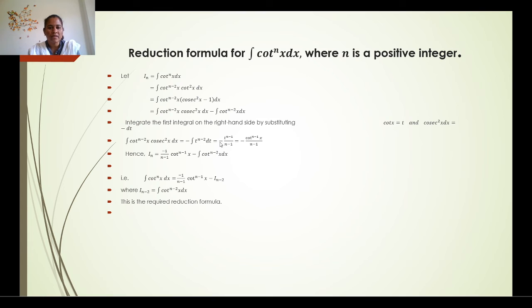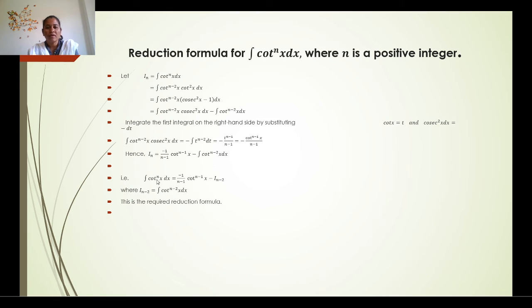Then substitute here: minus the integral of t to the power of n minus 2 into dt. This is in the standard integral form, the integral of x to the power of n. On integration we get minus t to the power of n minus 1 by n minus 1, that is, minus cot to the power of n minus 1 x by n minus 1. Then substitute these values in the above integral equation. Then it will become minus 1 by n minus 1 cot to the power of n minus 1 x minus the integral of cot to the power of n minus 2x into dx.